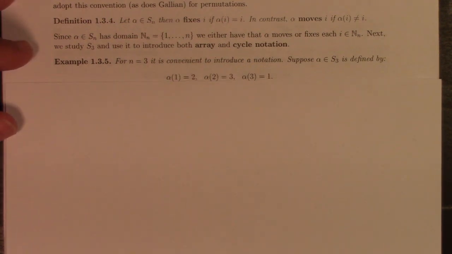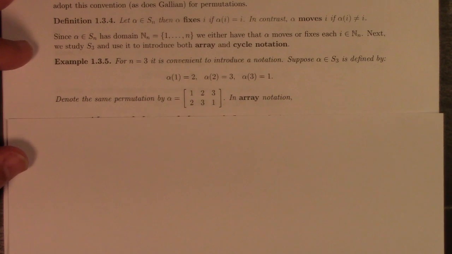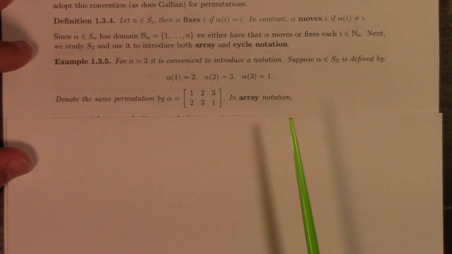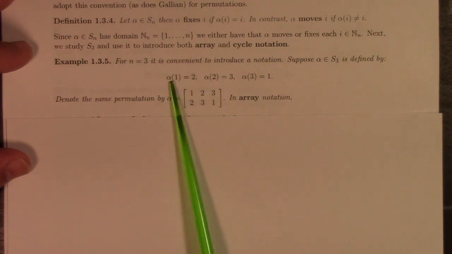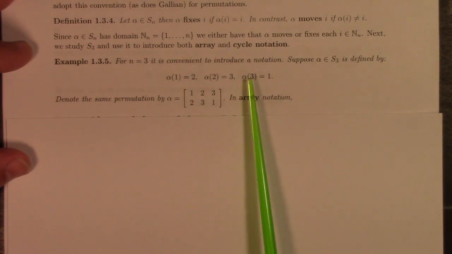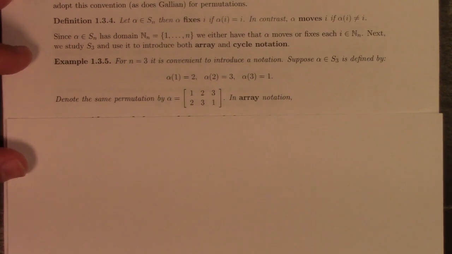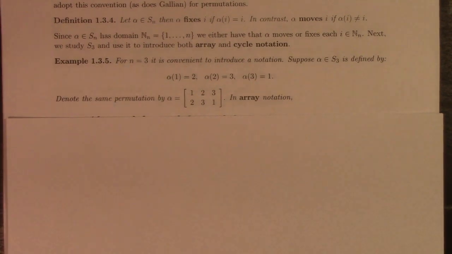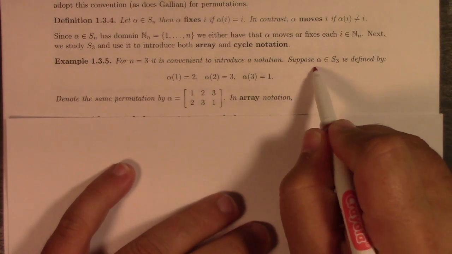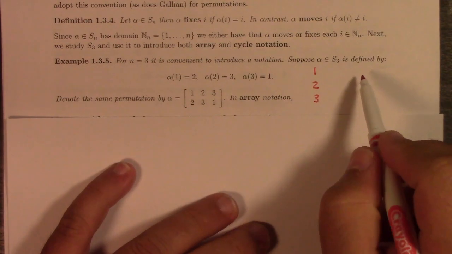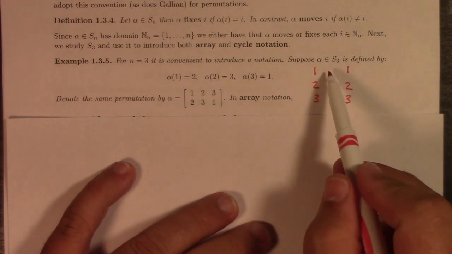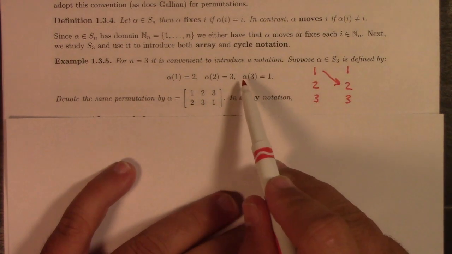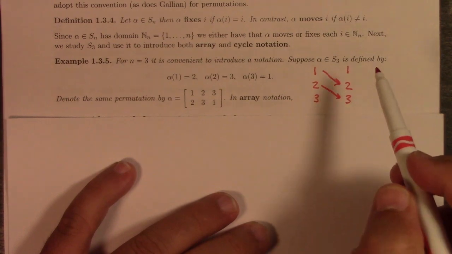So obviously the notation I used in example 1.33 was kind of a drag, and so there's a better notation, which is the so-called array notation. Suppose we were looking at n equals 3, a permutation on 3 elements, and let's look at the permutation defined by sending 1 to 2, 2 to 3, and 3 to 1. Maybe back in pre-calculus you might have written 1, 2, 3 over 1, 2, 3. And alpha sends 1 to 2, 2 to 3, and 3 to 1.